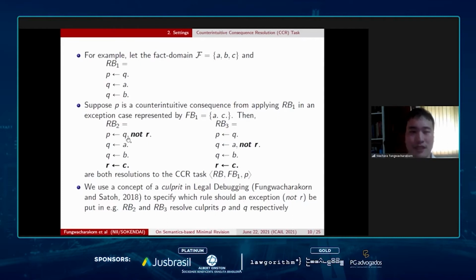For example, we say that RB2 aims to resolve the coupled P because it adds not R in the supporting rule of P, while RB3 aims to resolve coupled Q since it adds it in the supporting rule of Q.